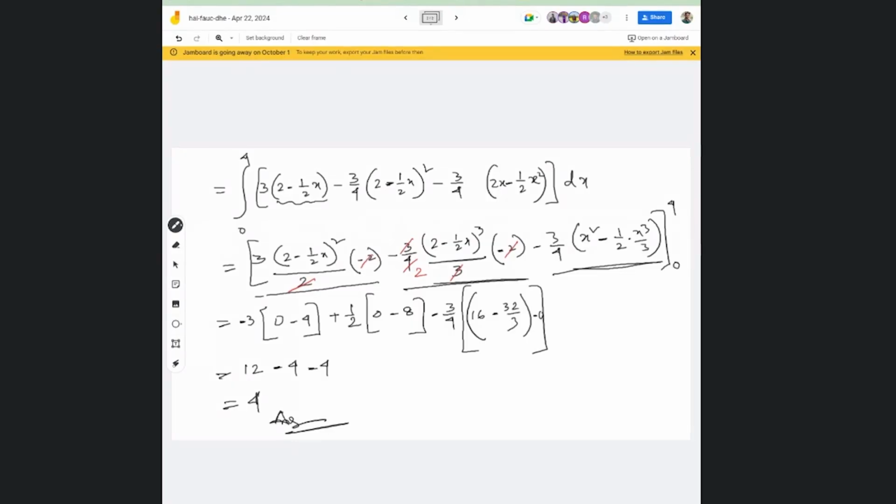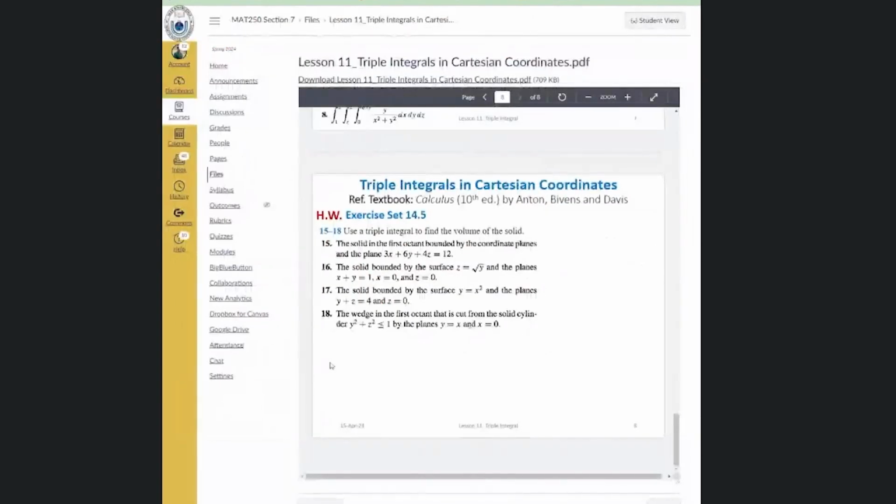Okay, so I believe you understand how to solve this problem. If you have no question, let us check another problem. Number 16, or you can check number 18 as well. The wedge in the first octant that is cut from the solid cylinder y square plus z square less than or equal to 1 by the planes y equal to x and x equals to 0.